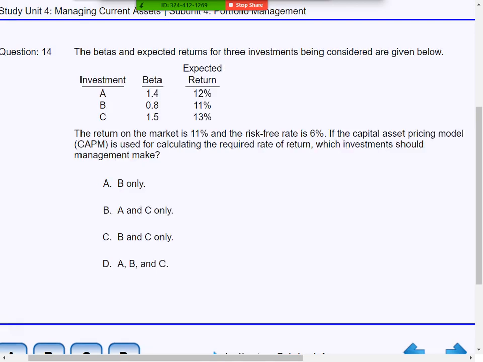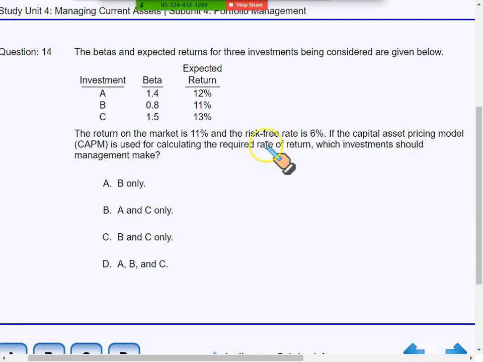Next. Here we go. The betas and expected returns. The betas are 1.4, 0.8, 1.5 and the expected returns are 12, 11 and 13 for three investments being considered, given below. Fine. The return on the market is 11%, which we know to be RM, and the risk-free rate is 6%, that is, we know RF.